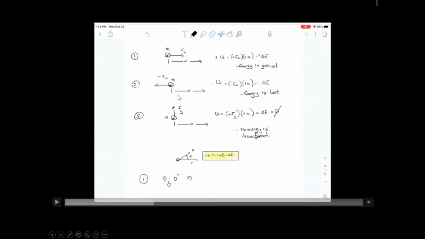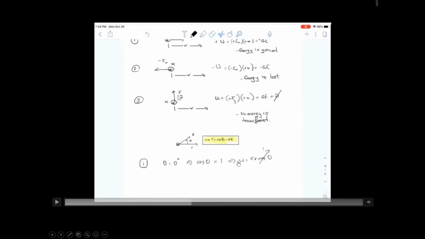If the angle is 0 between the force and the displacement, which means that the force is along the direction of displacement, then cosine of 0 is going to be 1. As a result, this expression is going to be 1, so it's going to give you positive work, and the energy is going to be gained. So this is the case that we're looking at.